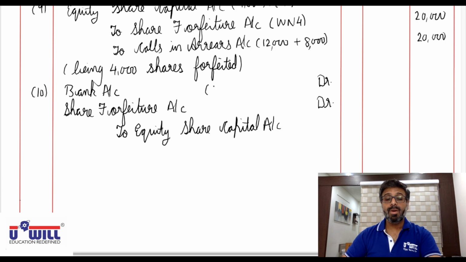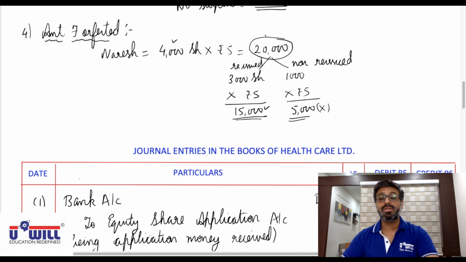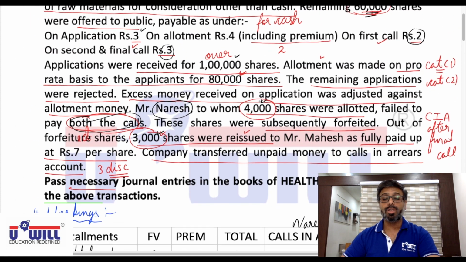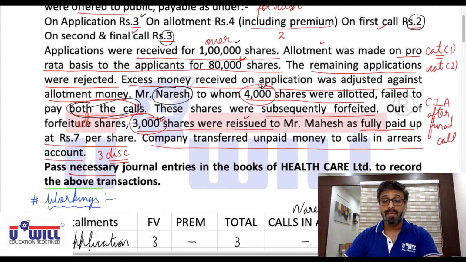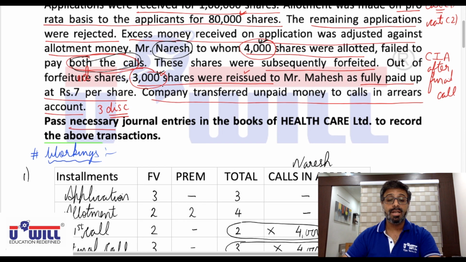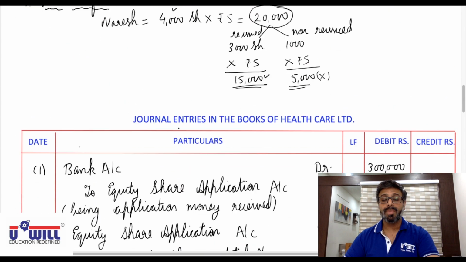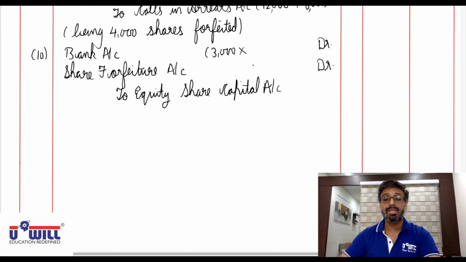Now bank account debit with number of shares reissued, 3,000. Now don't take 4,000 shares. We did forfeit 4,000 shares of Naresh, but then we reissued only 3,000 shares to Mr. Mahesh. So number of shares reissued 3,000 into reissue price 7 rupees, 21,000.